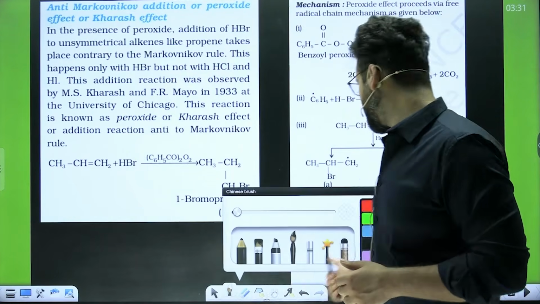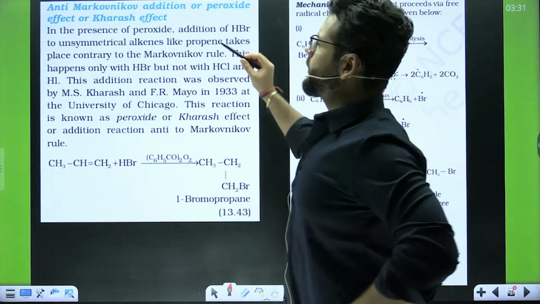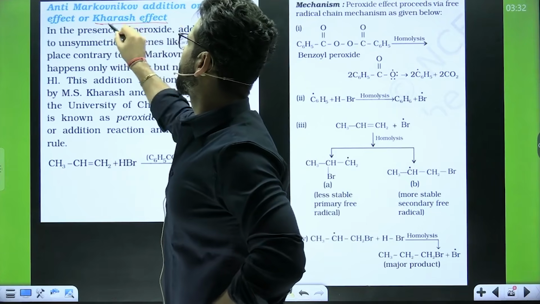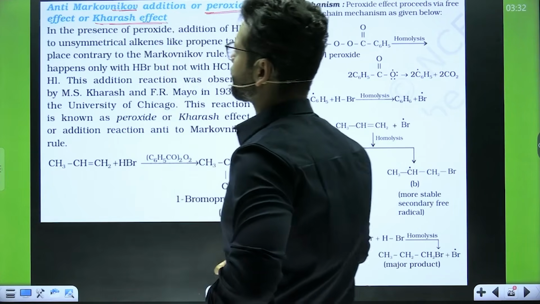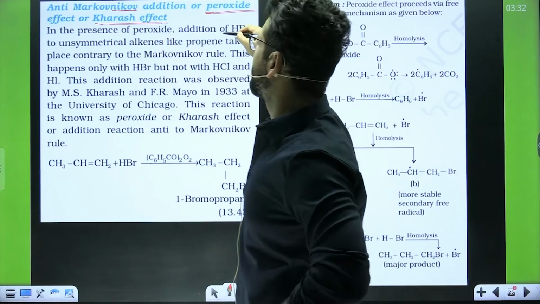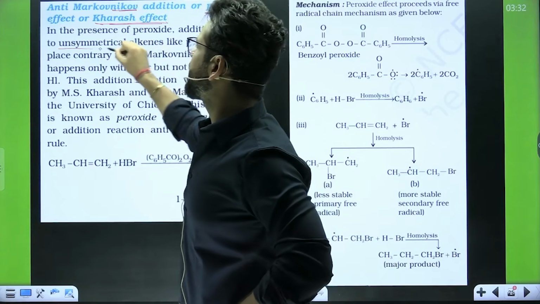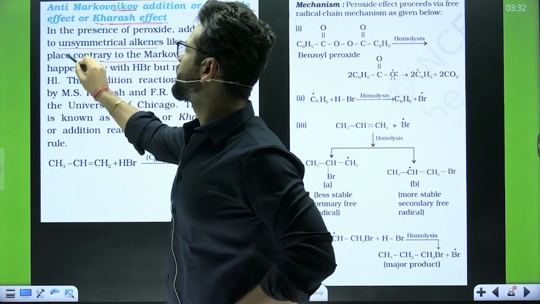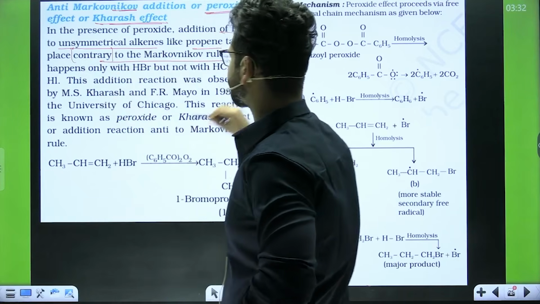So we can just see here, when we take HBr in the presence of peroxide, we call it the peroxide effect or Kharasch effect or anti-Markovnikov addition. In the presence of peroxide, addition of HBr to unsymmetrical alkenes like propene takes place contrary to Markovnikov rule, meaning opposite to Markovnikov rule.